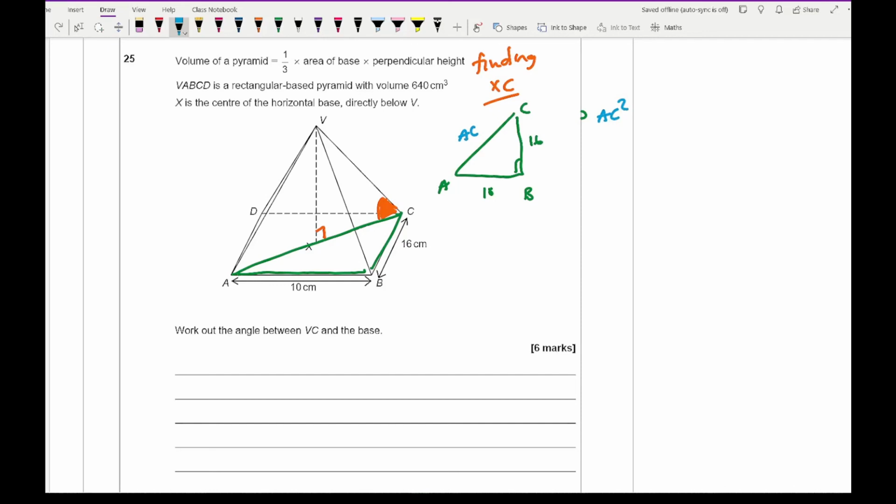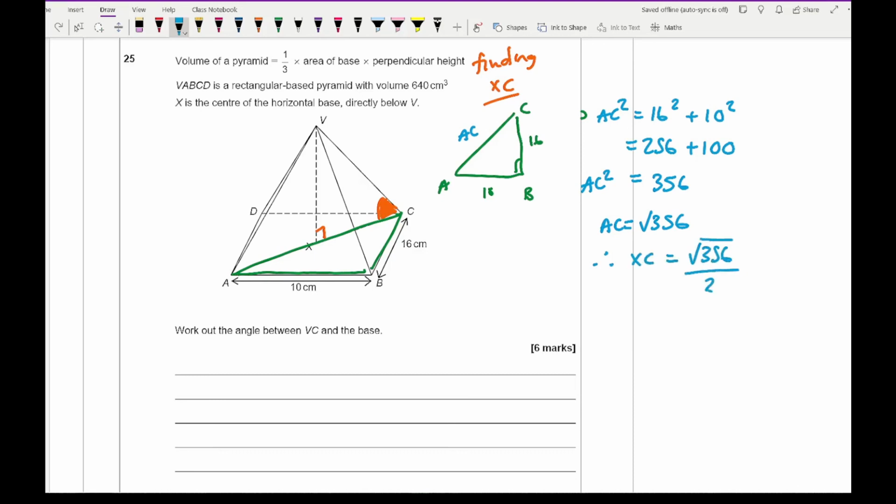So AC squared equals 16 squared plus 10 squared. So that equals 256 plus 100. So AC squared equals 356. And so AC equals the square root of 356, which therefore means that XC is half the size. So XC is going to be root 356 divided by 2. And that gives me an answer of root 89. So let me just put that in a box. Then let's go back to the diagram and label that as root 89.